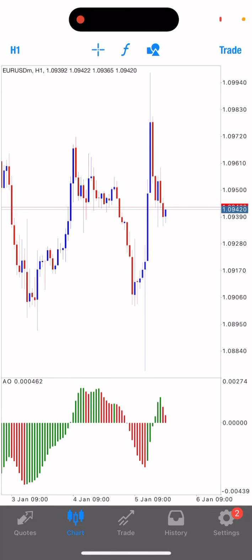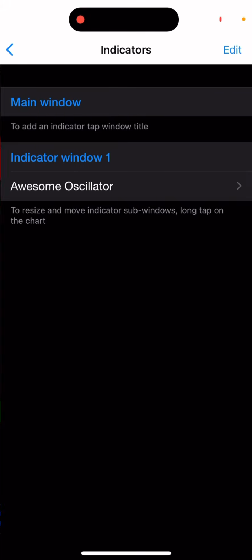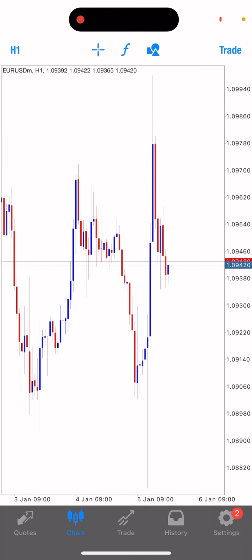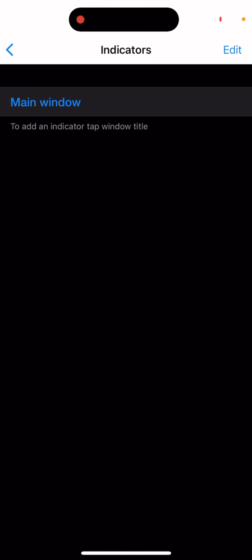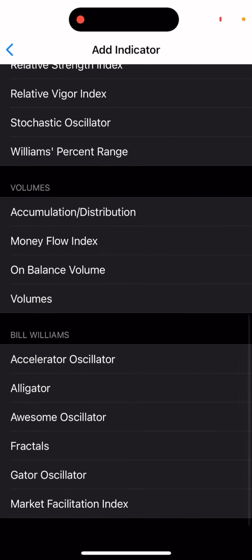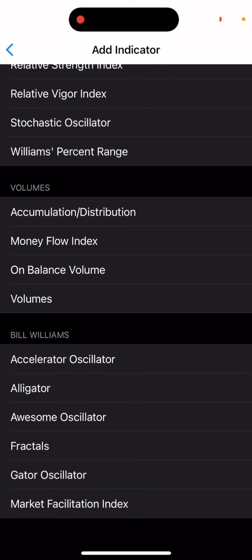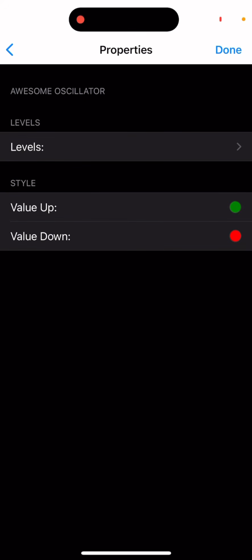First of all, let me remove the indicator from my chart. So this is my chart, a candlestick chart. Let's add the AO indicator to our chart. The AO means awesome oscillator. To add the indicator to your chart, click on this F icon right here, then click on main window, then scroll down and click on awesome oscillator.